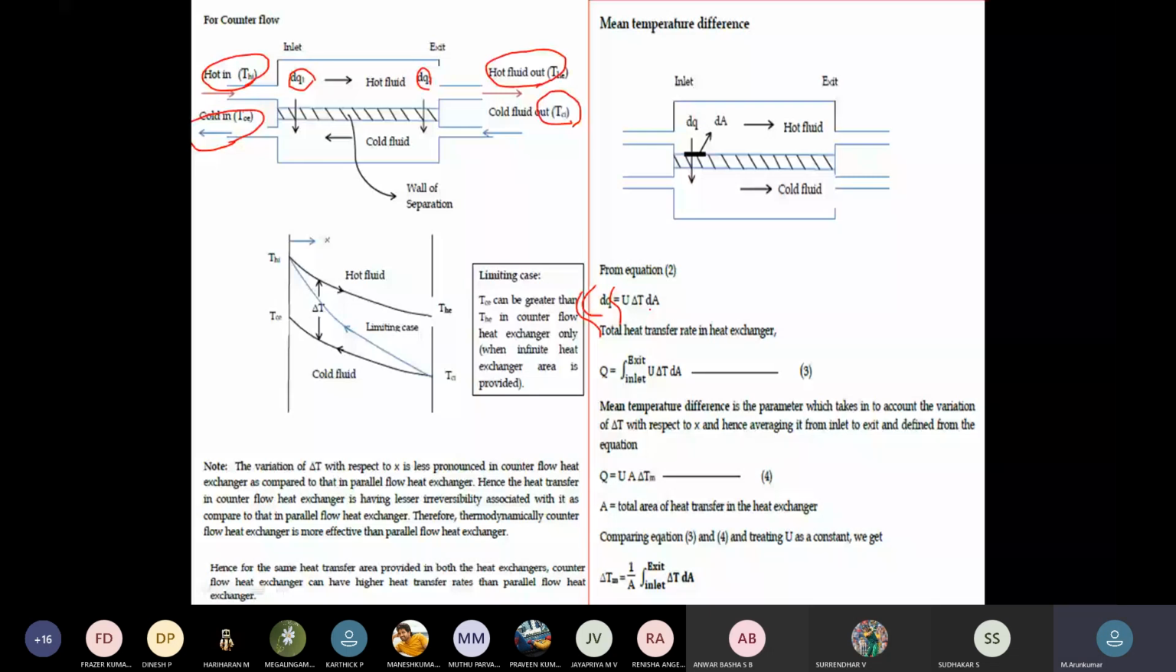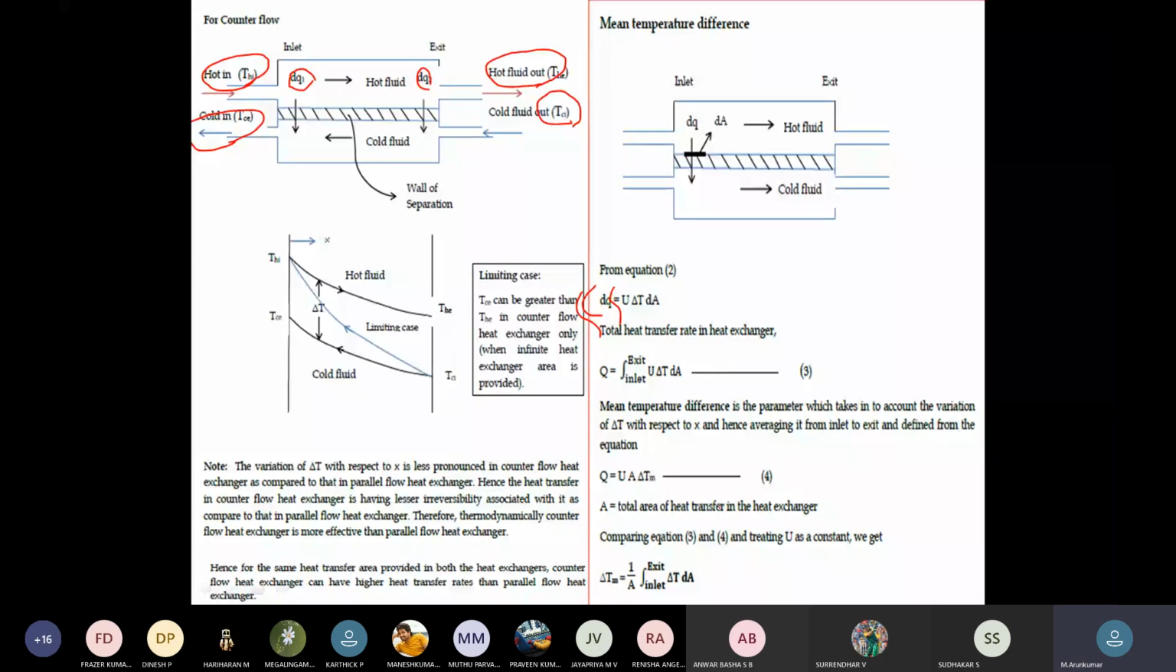The mean temperature difference is a parameter which takes into account the variation of delta T with respect to x. Right. So based on the length, we can have a different heat transfer, so we are integrating that. If you integrate, we can have the final equation: capital Q will be equal to U into A into delta T M, because these are constants, so we can take them outside. Here A stands for the total area of heat transfer in the heat exchanger.